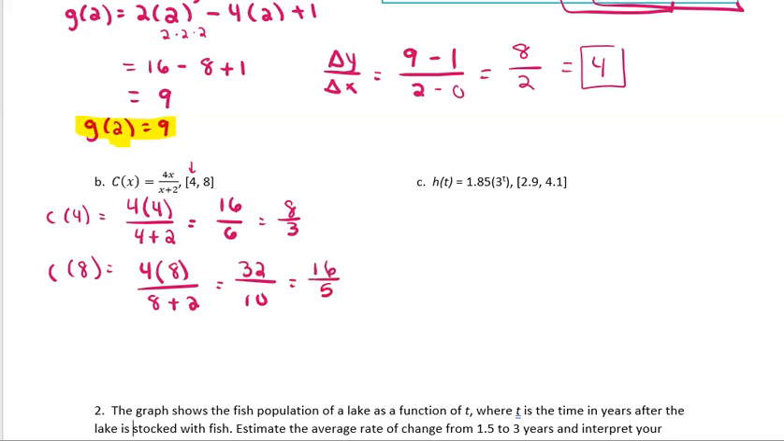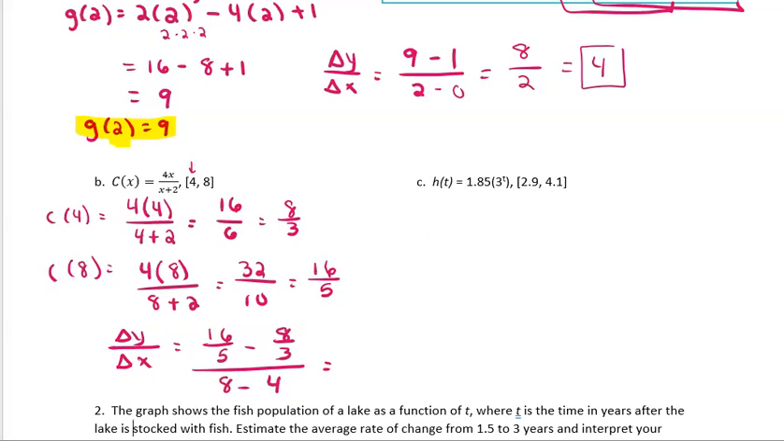So now we can figure this out. Our change in y over our change in x, or our average rate of change, is our f of x2. So that's going to be our 16/5 minus our f of x1. So that's going to be our 8/3. All over x2, so that was 8, minus x1, and that was 4.